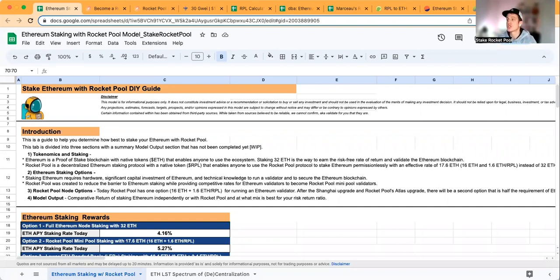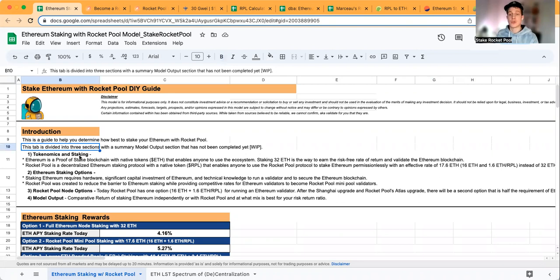Today is March 28th, and I'm excited to share a Stake Your Ethereum with Rocket Pool DIY guide that my team and I have built. I'm going to walk through the guide, and there's a lot of information in here to go through to determine how you'd like to stake your Ethereum.